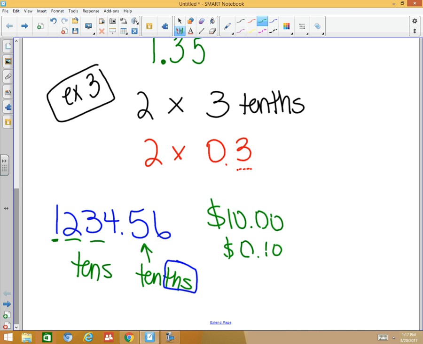You put a dollar sign, then the decimal. $0 and 10 cents. Guys, do y'all not know how to write money? So, the difference between tens and tenths is $10 and 10 cents. Okay? So it's different. Yes, they are very different.